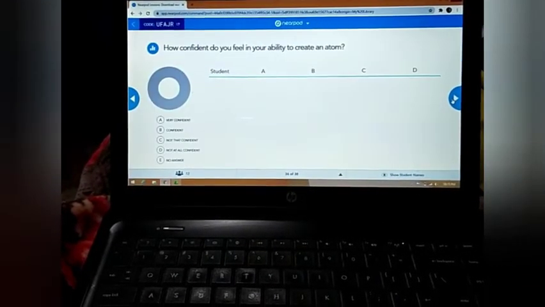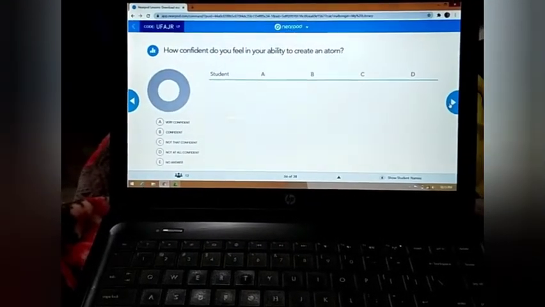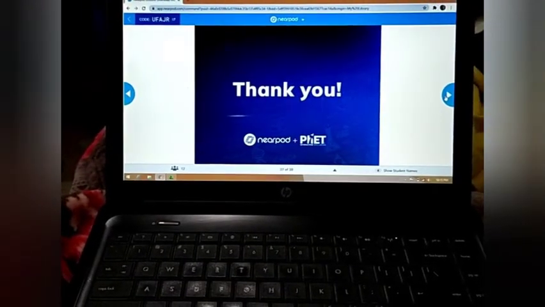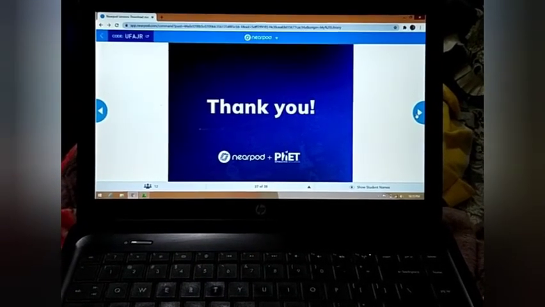Then you will do this quiz: how confident you feel in your ability to create an atom. Okay, and then thank you. So I hope that I have answered all of your queries and questions.